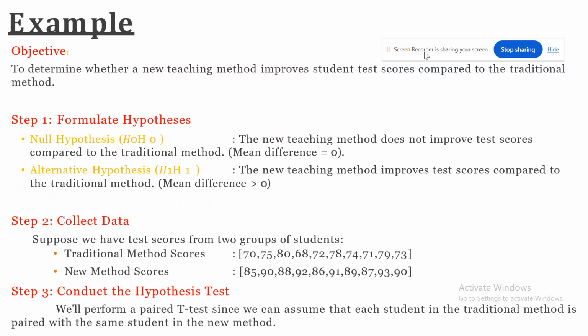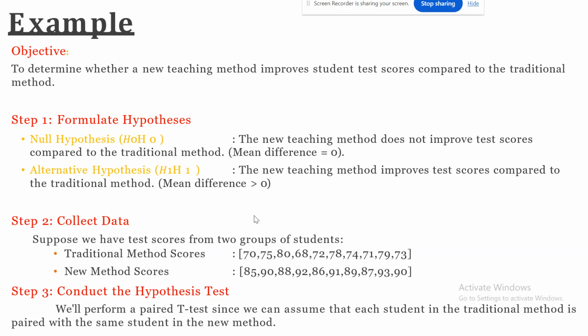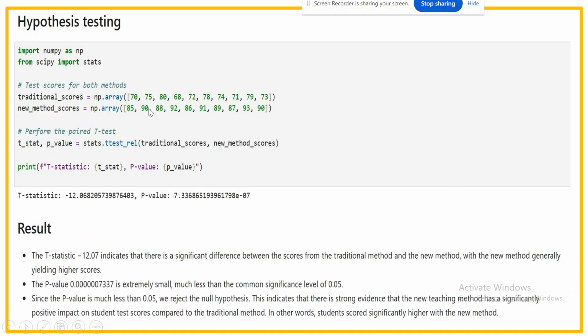Now let's go with a new example. We have an example of whether a teaching method can improve test scores or not. First of all, we collected some data. The null hypothesis is that the new teaching method does not improve the test scores, and the alternate hypothesis is that it improves the test score. Let's conduct the test of the null hypothesis. This is the traditional score. This is the new score.